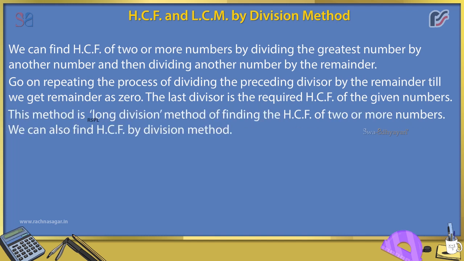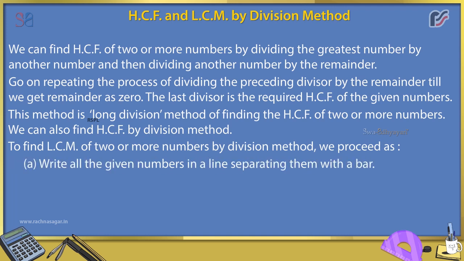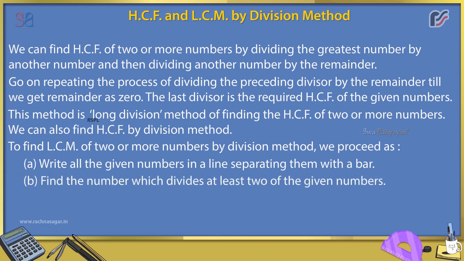This method is long division method of finding the HCF of two or more numbers. We can also find HCF by division method. To find LCM of two or more numbers by division method, we proceed as: A. Write all the given numbers in a line separating them with a bar. B. Find the number which divides at least two of the given numbers.